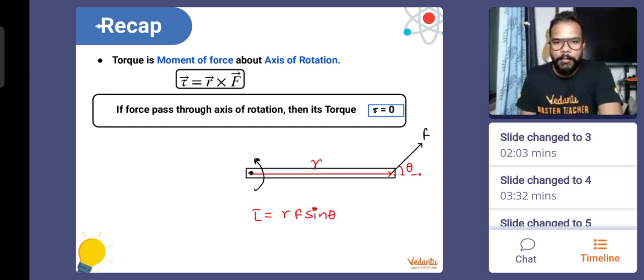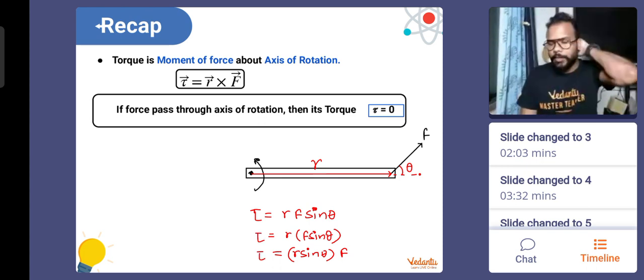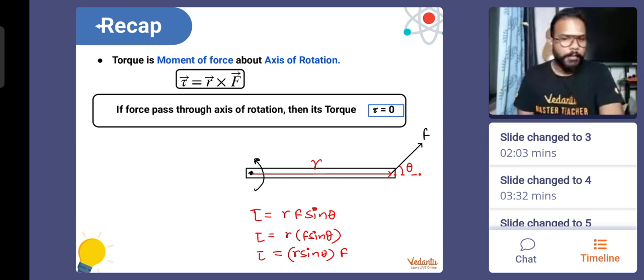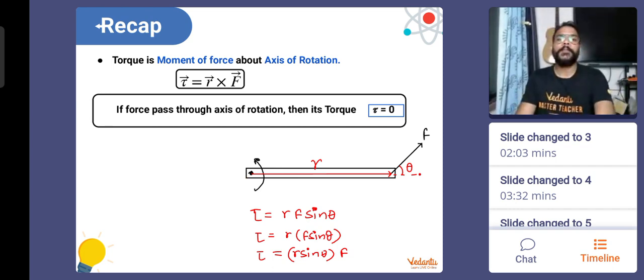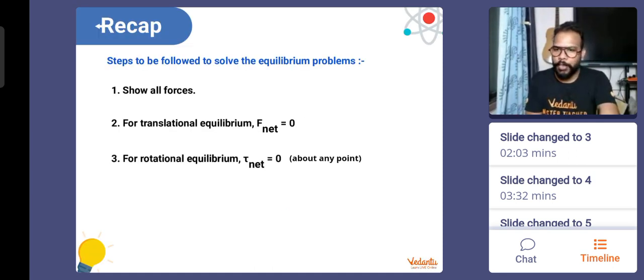I explained how you can split it into three possibilities: r into F into sine theta, r into F sine theta, where F sine theta is the tangential component of the force, or r sine theta into F. These are mathematically the same thing, but practically, while solving questions, we saw how different they are physically. Also, very importantly, if any of your forces passes through the axis of rotation, it won't be able to rotate the body. The torque will become 0. Then we spoke about the possibility of rotational equilibrium.